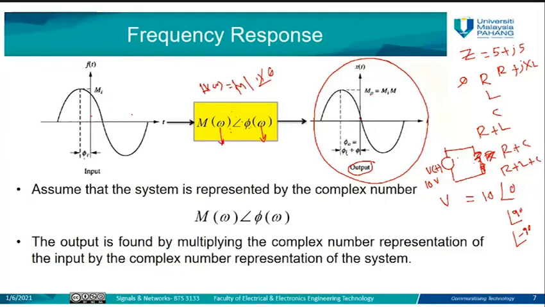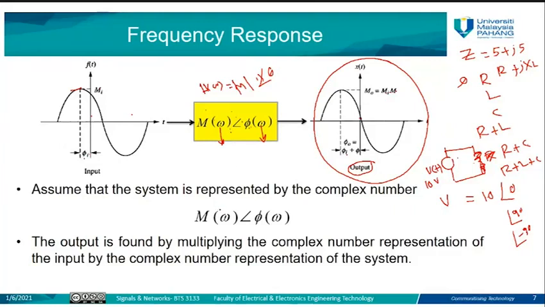The output magnitude will be the multiplication of the original magnitude, which comes from the input signal, and the magnitude of the system itself, or the gain of the system. So the input will be multiplied by the gain. If the gain is 1, it will be the same. If the gain is 10, it will be 10M. If the gain is 100, it will be 100M, depending on the gain of your system.